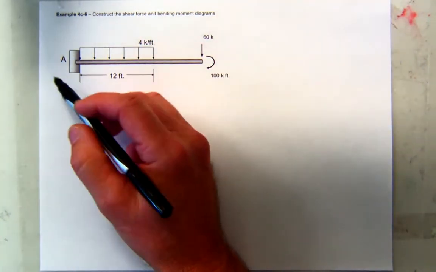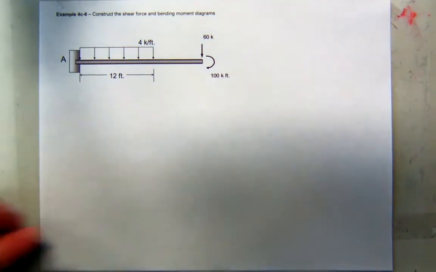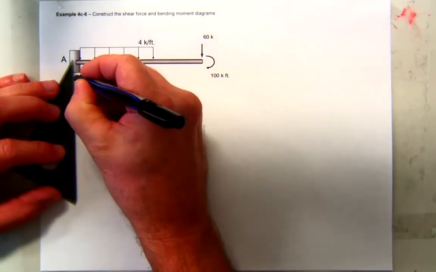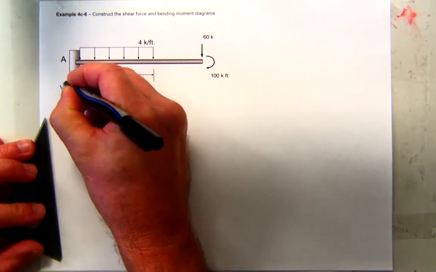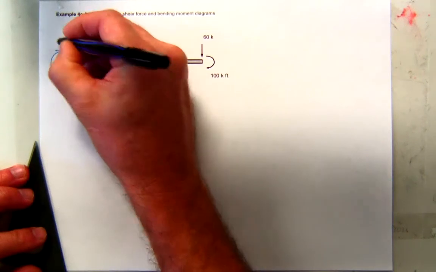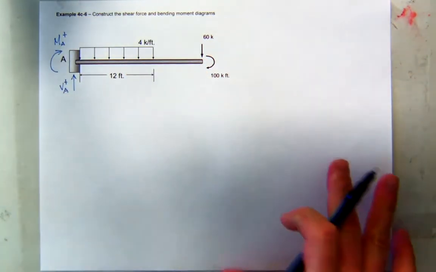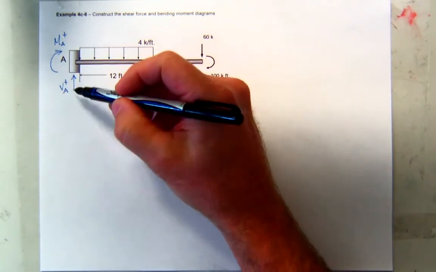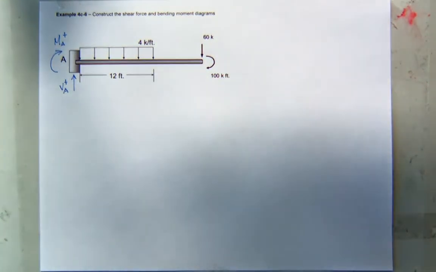So we need to start off with knowing our end conditions here. So we're going to have to do a little statics first. So I'm going to assume that I have a positive shear at A and a positive bending moment at A. So those are both the positive sign conventions for my shear force and bending moment. And we'll find out here in a minute if those are actually positive.